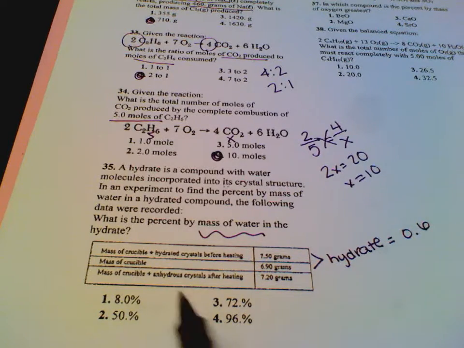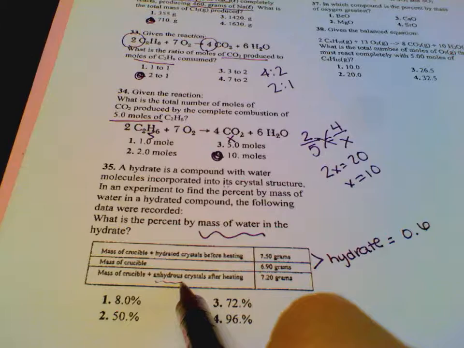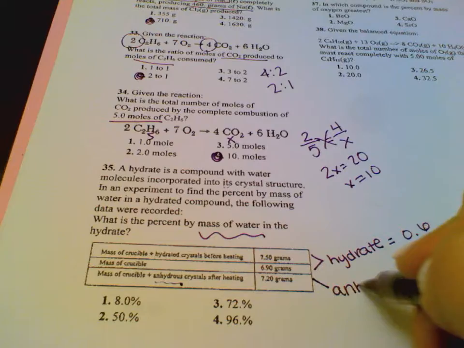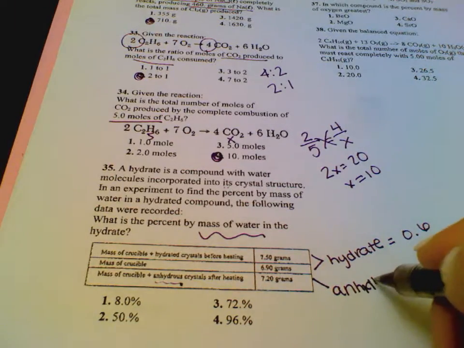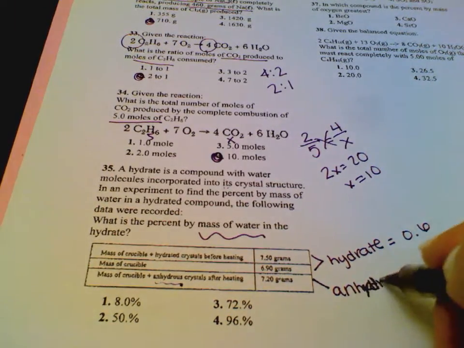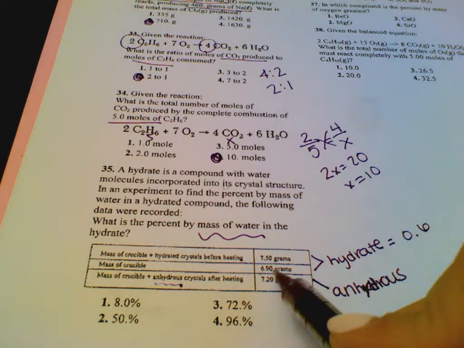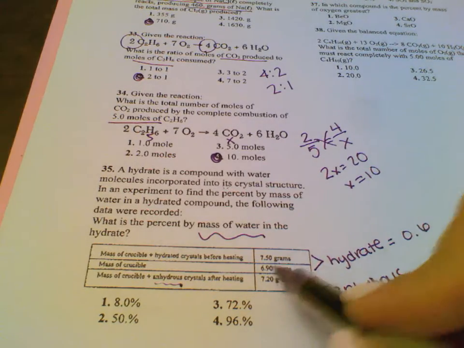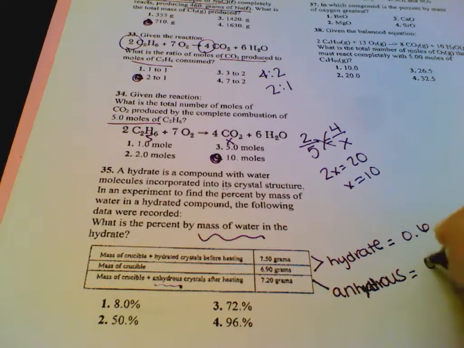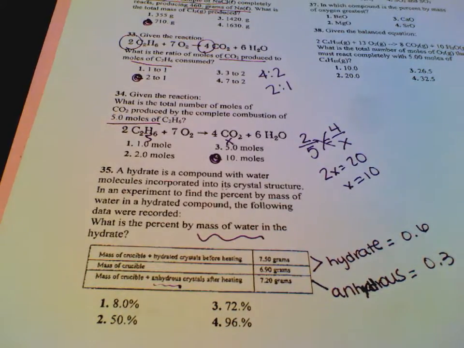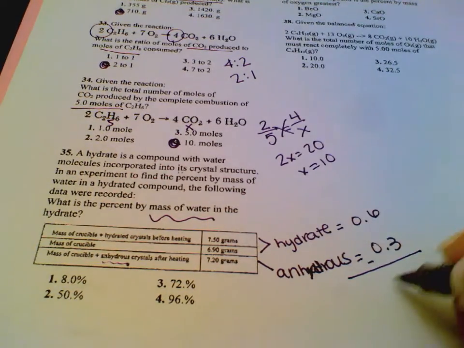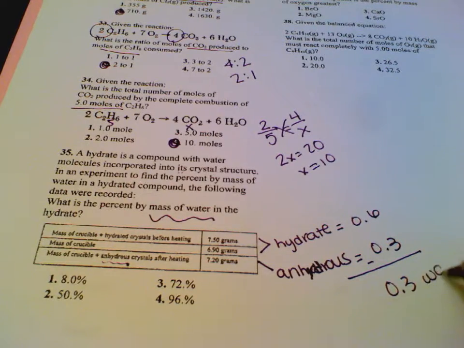And then my mass of my crucible and my anhydrous, so without water. So I'm going to write anhydrous is 7.2 minus your 6.9. So without water, 7.2 minus 6.9, 0.3. So in order to get my water, I actually have to subtract those. So 0.6 minus 0.3 is going to get me 0.3 as my water. That's my part.